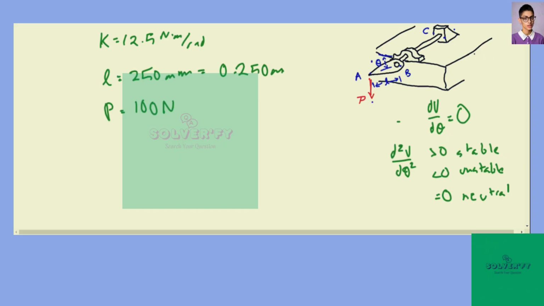So the only forces in play here that do any work are this force P and the spring force of this shaft BC. So we can go ahead and write an expression for the total potential energy of our system quite easily, in that it's just this elastic potential energy plus the potential energy of this force P.